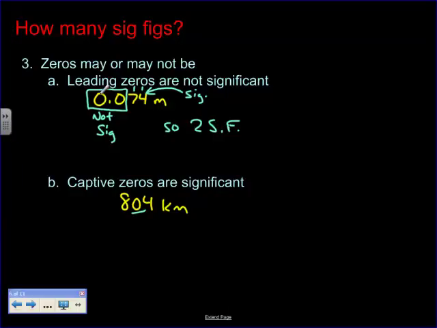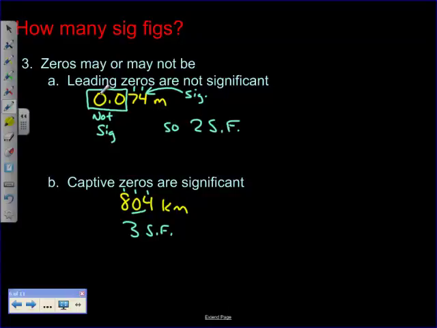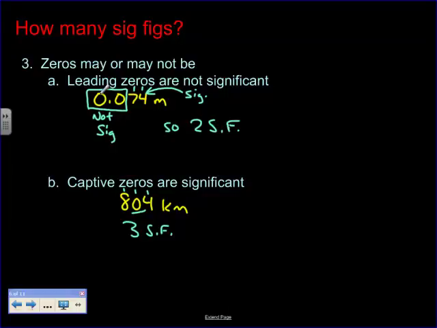So in particular, in between non-zeros, this 0 in 804 kilometers is in between an 8 and a 4, which are automatically significant, and so that makes the captive zero, the one in the middle, also significant. So we count them all up, and that's 3 SigFigs. Okay, so those are pretty easy. That's the stuff about SigFigs that's easy.